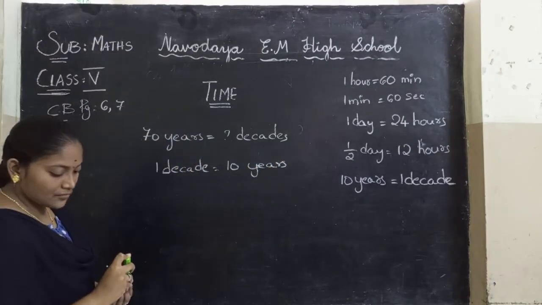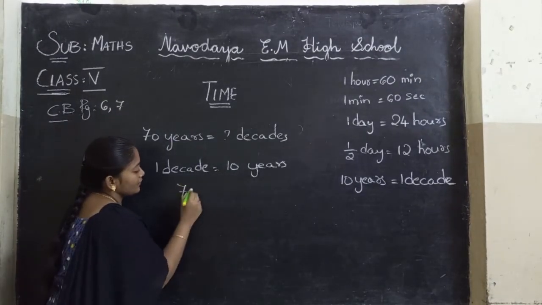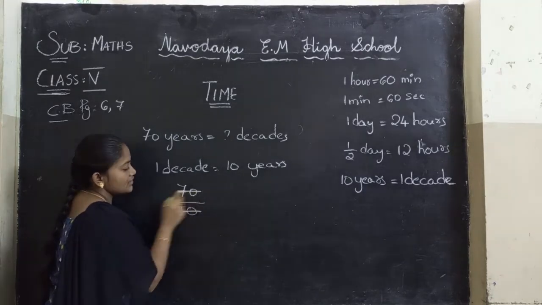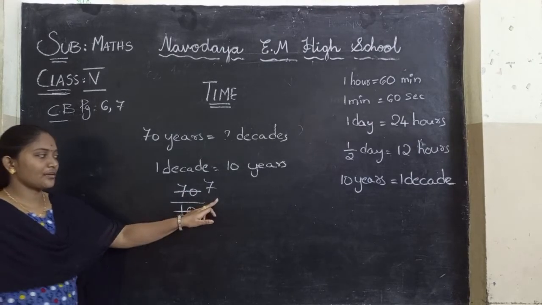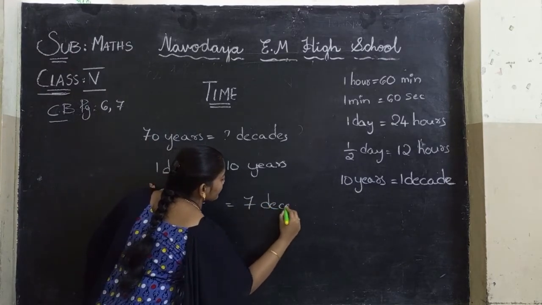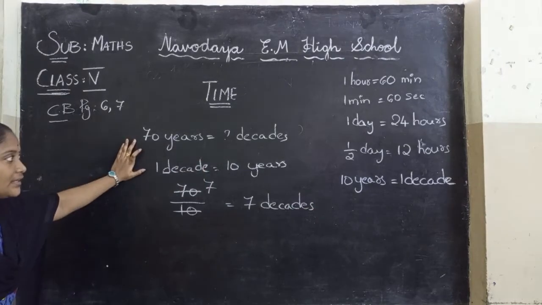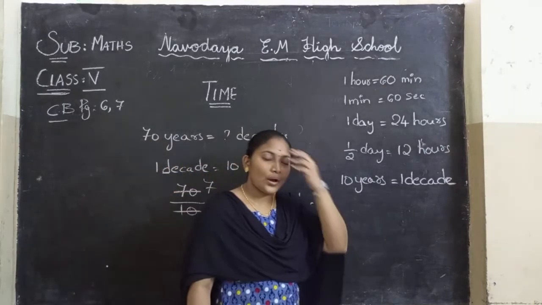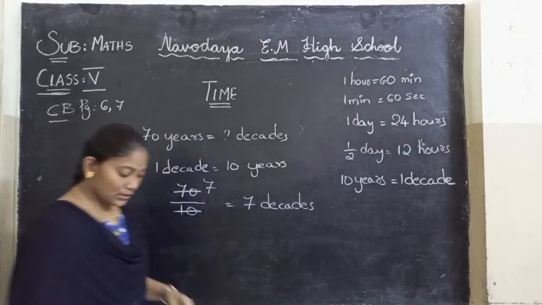So how many decades will it be? 70 divided by 10. In 10 table, 70 comes at 7 times. So 7 decades. How many decades? 7 decades. For 10 years it is called 1 decade. So now see the next one.